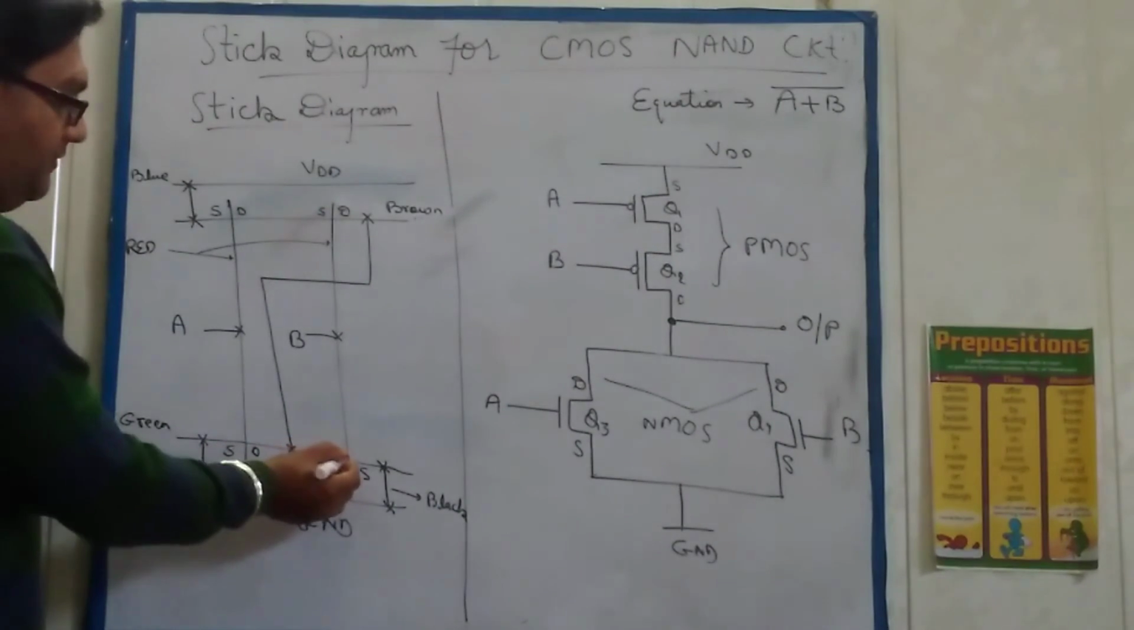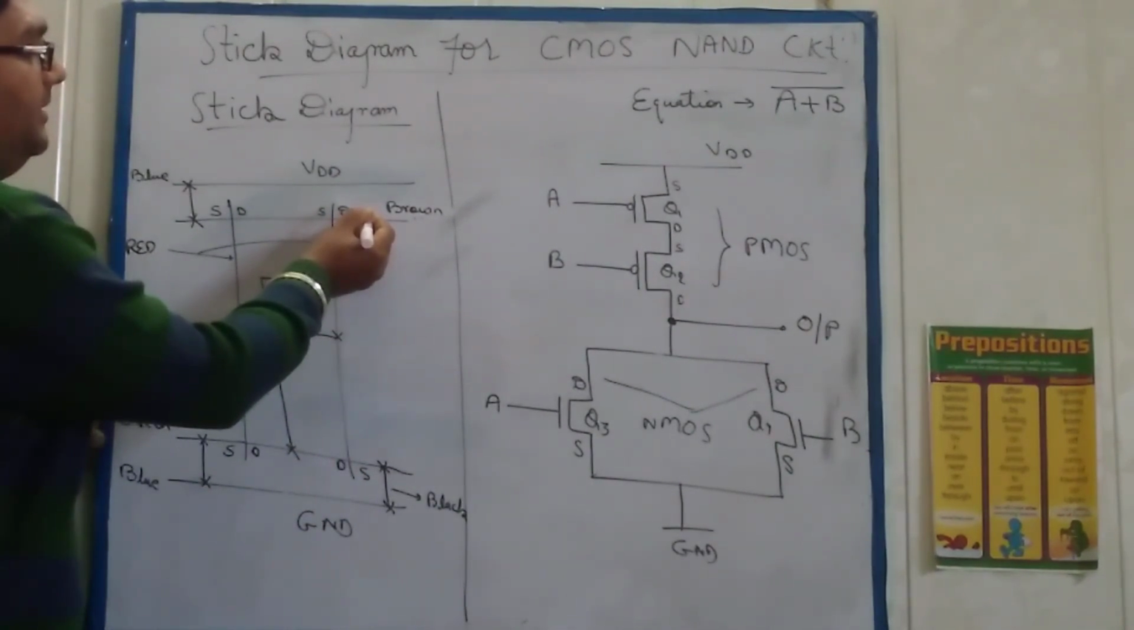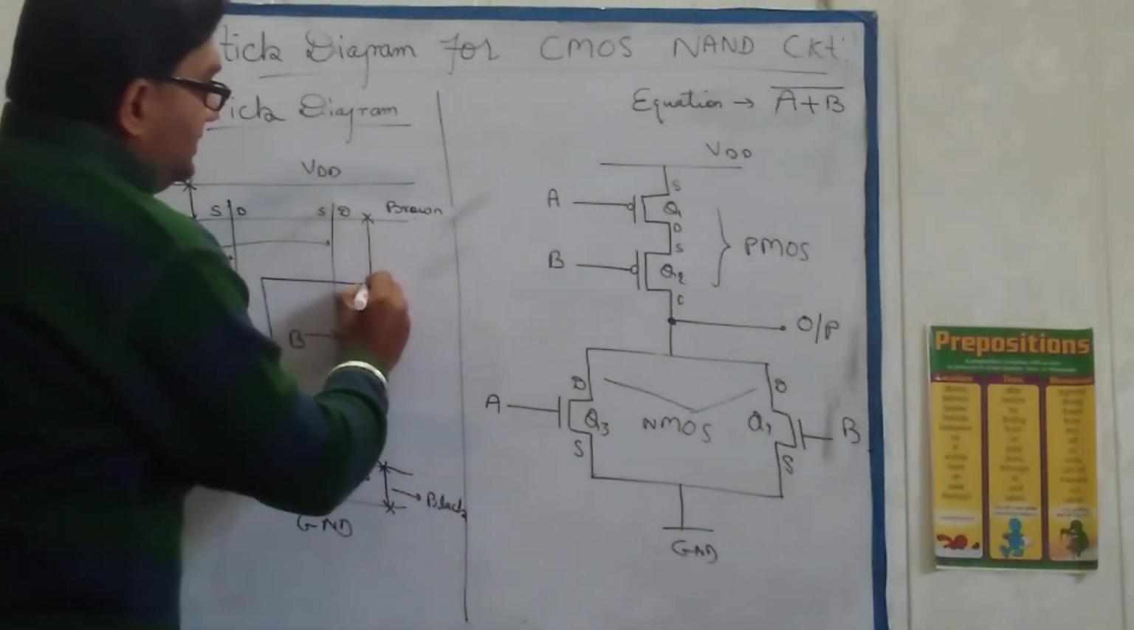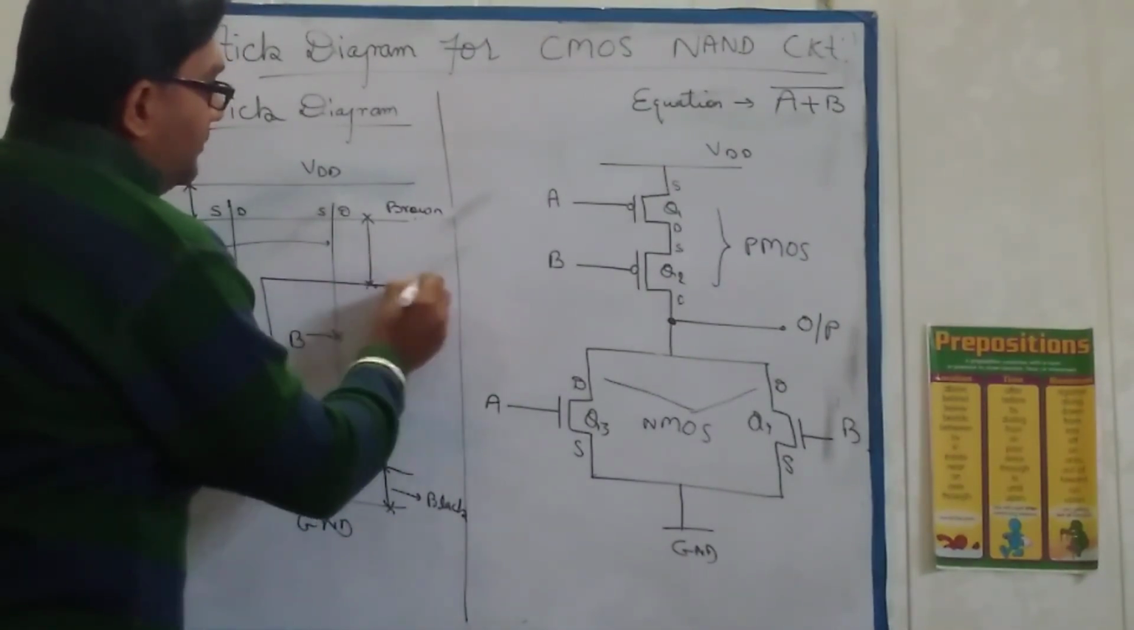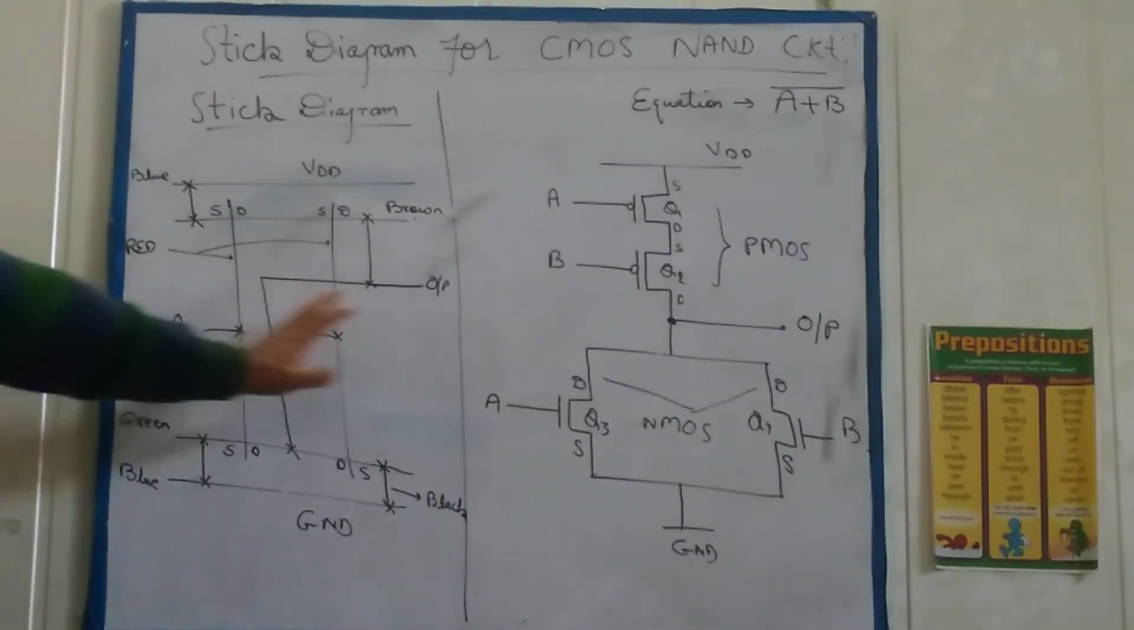So the drains of the NMOS are connected with the drain of B, and from this you will take the out. You will take the out, right? So this is a simple way to draw the stick diagram.